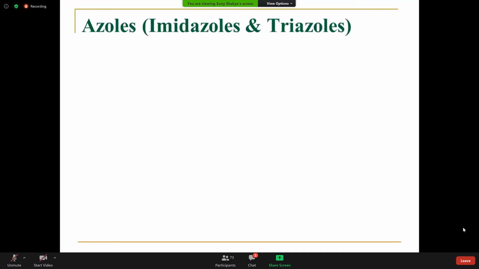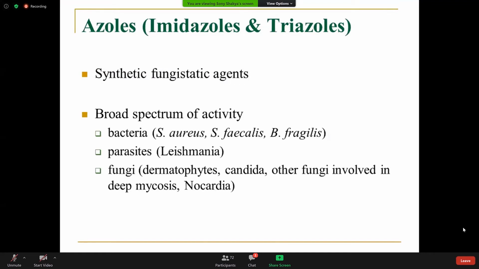Next is azoles: imidazoles and triazoles. So they are chemical structures, from the imidazole ring to triazoles. We are going to study that now. They are also synthetic fungistatic agents, fungicidal and fungistatic agents, and they are broad spectrum drugs. Broad spectrum in the sense that, apart from fungi, they also act on parasites like Leishmania and on bacteria. So azoles are broad spectrum antifungal drugs which have action on bacteria, parasites, and of course fungi.